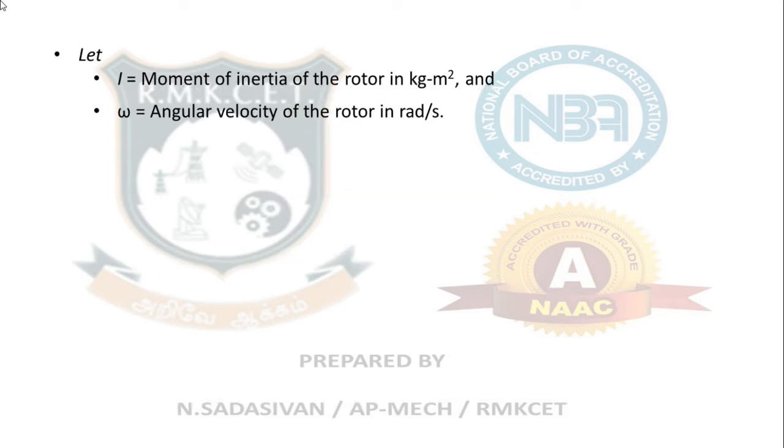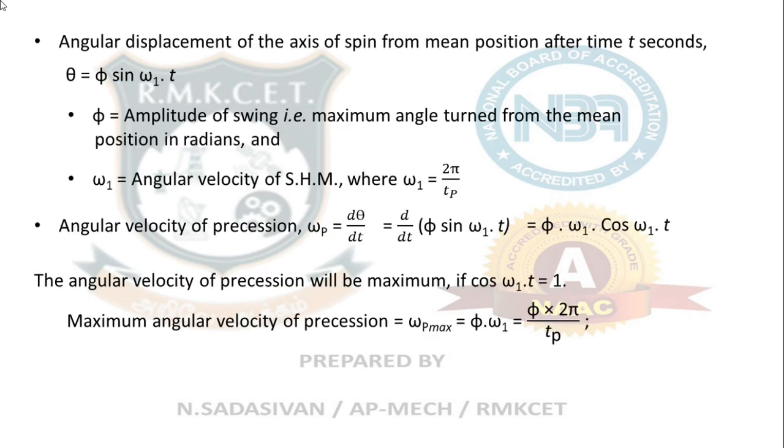Let I be the moment of inertia, omega be the angular velocity of the propeller or rotor. Maximum gyroscopic couple is again I omega omega p max. Omega p max is phi into omega 1, as you have just seen in the last line. So omega p max is phi into omega 1 or phi into 2 pi by Tp. This Tp is the pitching time period. What is the time taken for the ship to rise, fall and come back to the mean position? That is the time period of pitching.